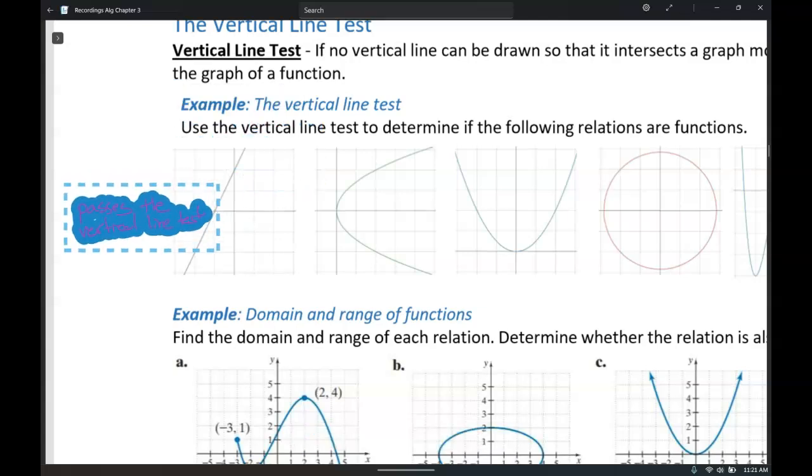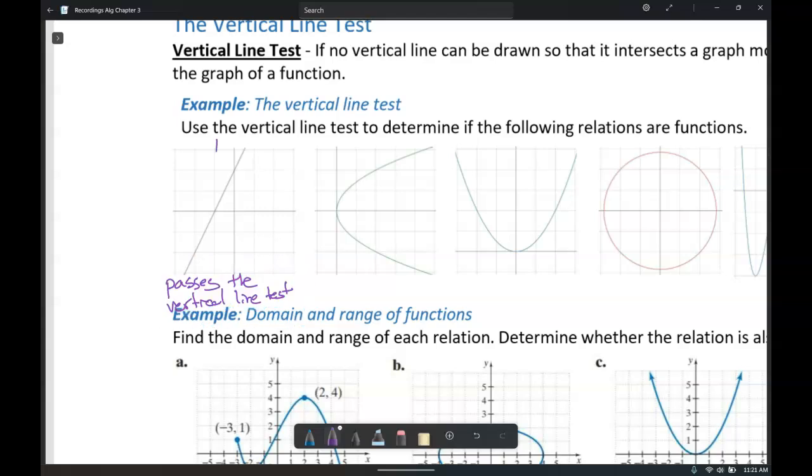Actually, let me move that over. Passes the vertical line test. I can draw a vertical line, and it's never going to intersect more than once, meaning it is a function.